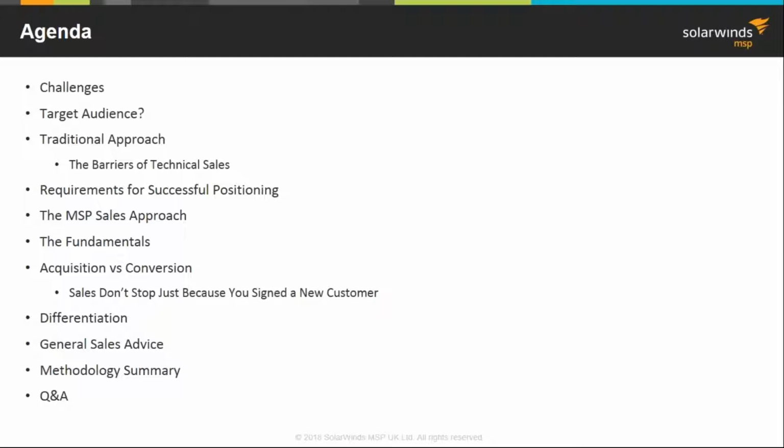And then really, an extremely important topic is how do you differentiate your sales process between net new customer acquisition and then looking at conversion. And conversion is that upsell, cross-sell of an existing customer. And there's a lot of business that can be generated and derived from there. And then how do you differentiate yourself, and just some general sales advice overall.